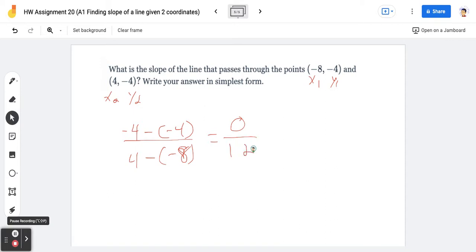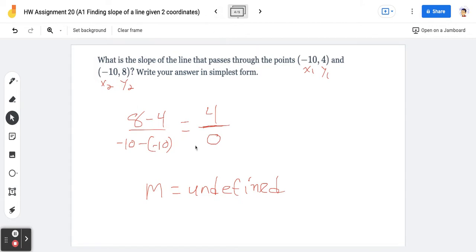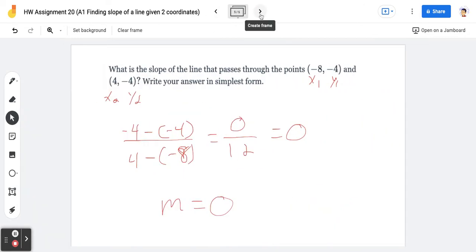So notice how this looks different from our last one. Our last one had 0 in the denominator. But if 0 is in our numerator, then that's going to tell me that our slope is going to be 0. Not undefined, but 0. So if 0 is in your denominator, just like we saw here, then our slope is undefined. If 0 is in our numerator, our slope is 0. All right?